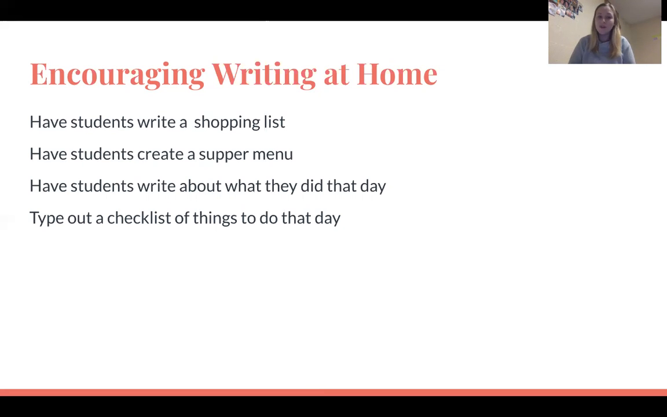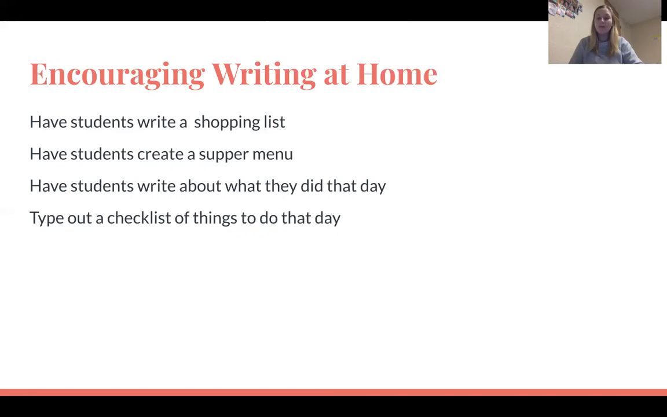At home, though, here are some ways that you can encourage writing. When you're planning on going shopping, if you make a shopping list, have your son or daughter write that for you. It might take a little bit longer, but it's going to be really good practice for them to start writing more at home too, and not just at school. They could help you make a supper menu if you're into meal planning, what you're going to have each night. Have them help you with that. Have them write for you.